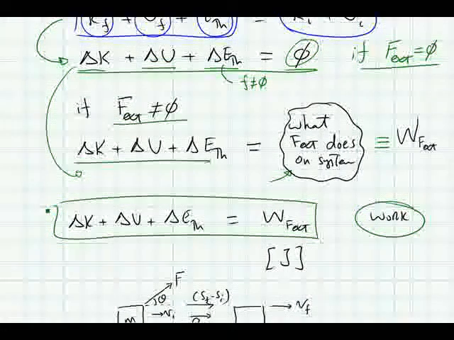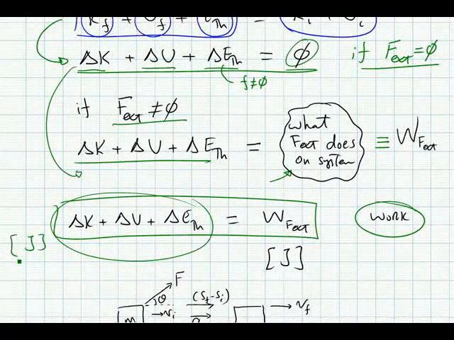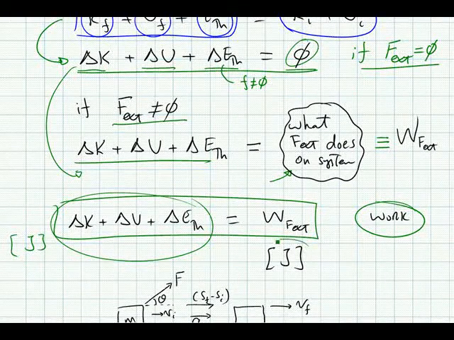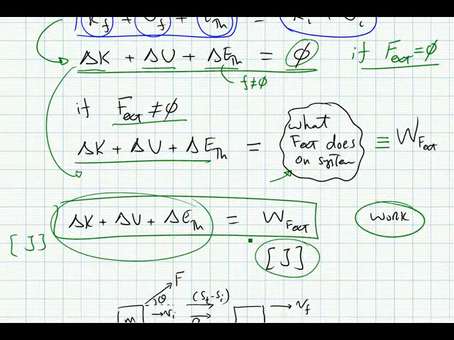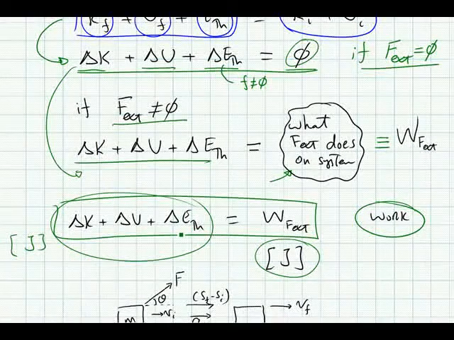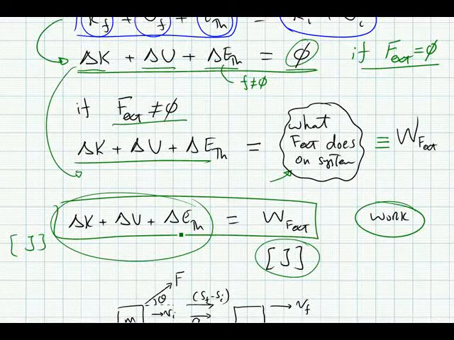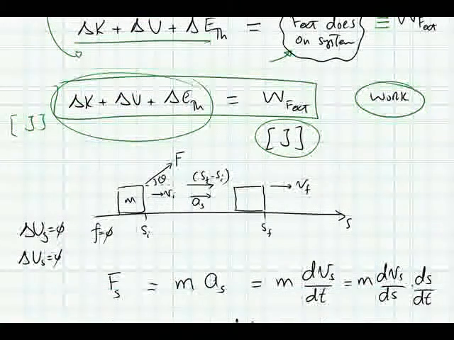F external. Now notice that on the left hand side of the equation we have energy terms, the units for which are joules. So by definition, work also has the units of joules. We must balance our units, of course. So now this is a more general form for the conservation of energy statement, where the total energy of the system equals work done by any external forces on the system. Now let us see exactly what this means.